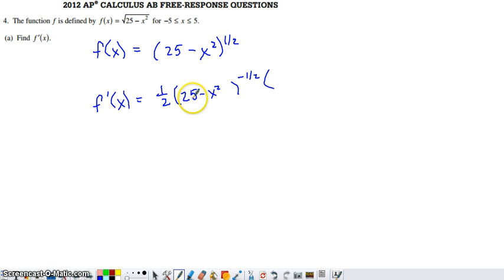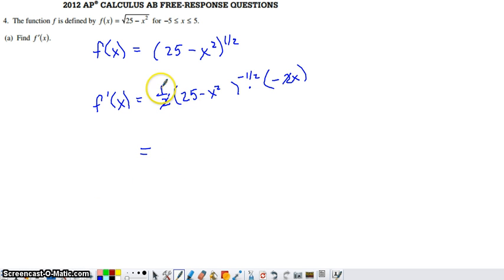So the derivative of 25 is 0. The derivative of minus x squared, using another little power rule, is going to be minus 2x. And then if you wanted to clean this up a little bit, there's really only one great big term here. I have a 2 in this denominator, and I have a 2 right there. So we can go ahead and simplify this by canceling those 2's.